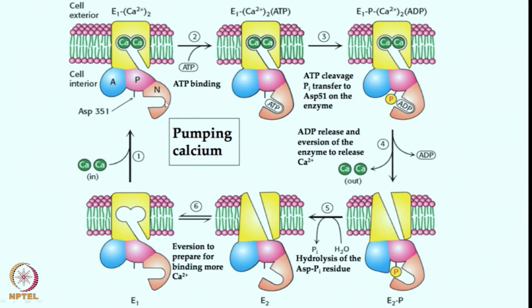This aspartate 351 phosphate transfer upon binding of ATP will lead to ADP and phosphate generation, and this energy driven process will then start to rupture or release the calcium outside the cell. So both the ATP release and eversion of the enzyme happen to release calcium. Okay, so this is the enzyme that is involved. Overall, this enzyme helps us pump out calcium from inside the cell to the outside of the cell.